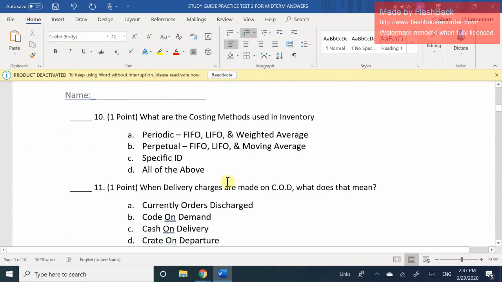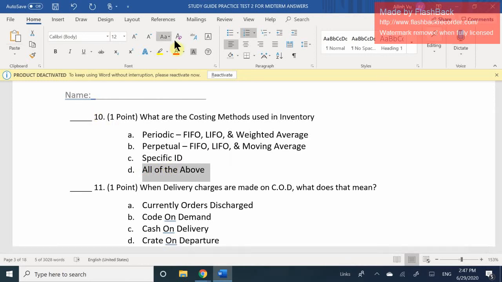Number 10, okay. What are the costing methods used in inventory? Okay, so we got periodic, FIFO, LIFO, and weighted average. We got perpetual, FIFO, LIFO, and moving average. We got specific ID, or we got D, all of the above. D. Yes. This question showed up on your exam and 2 of your quizzes. So this one is definitely something you need to know. Okay? Good.